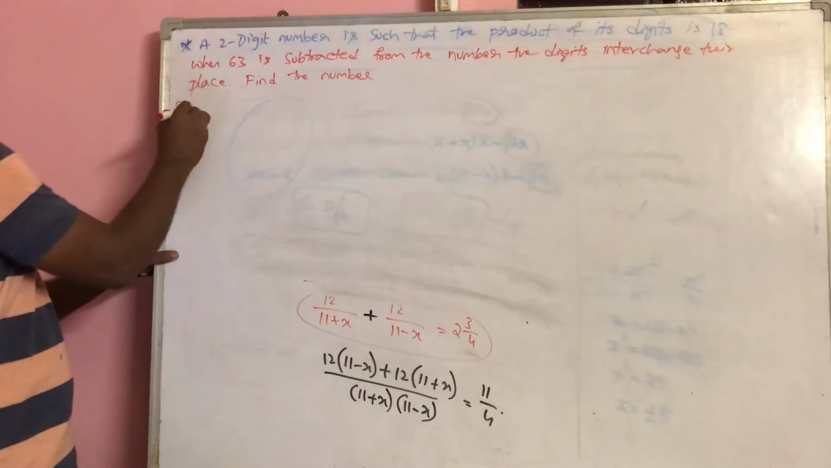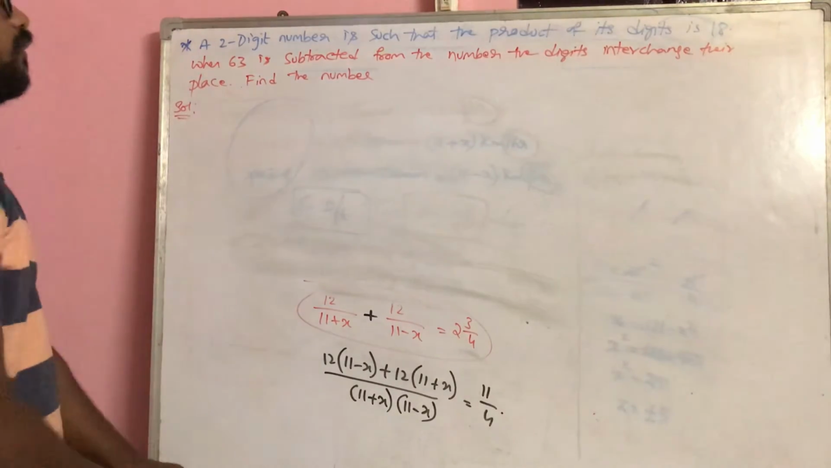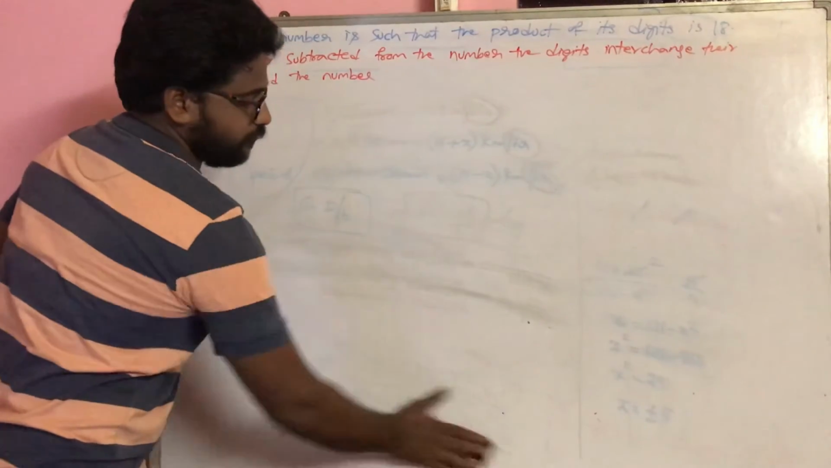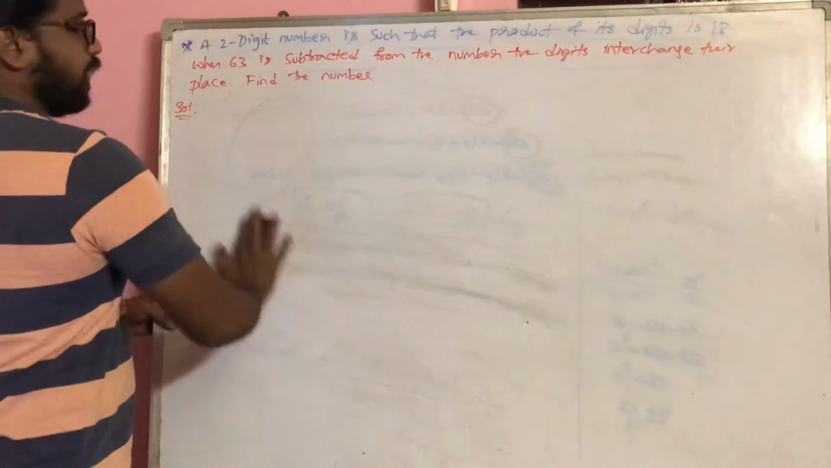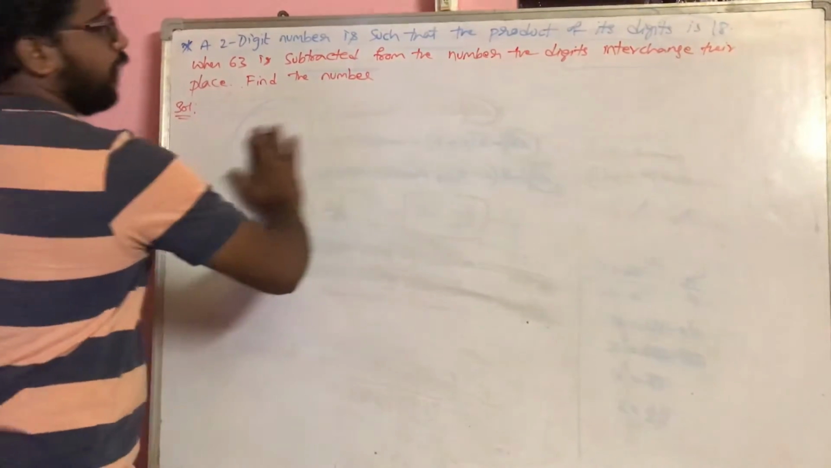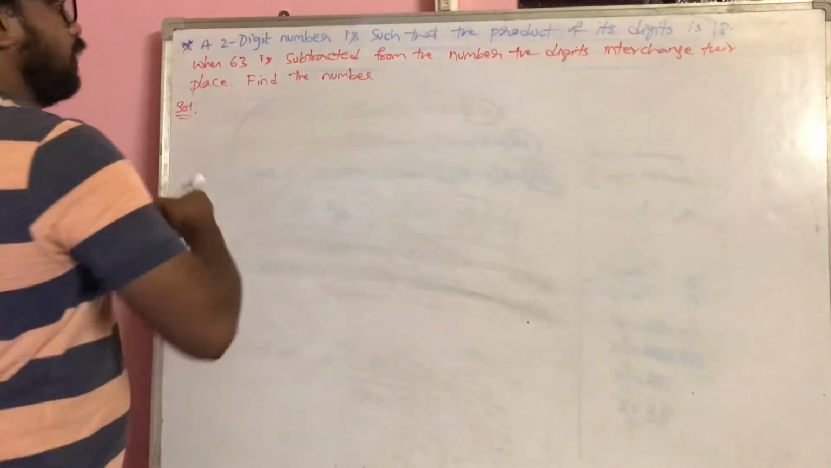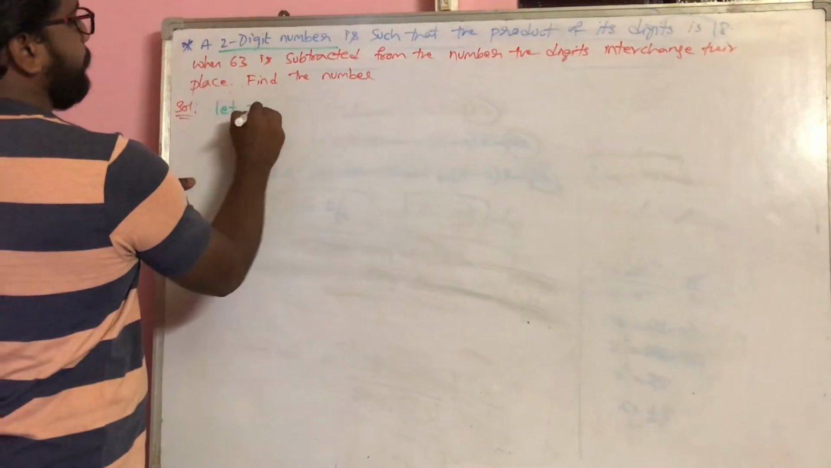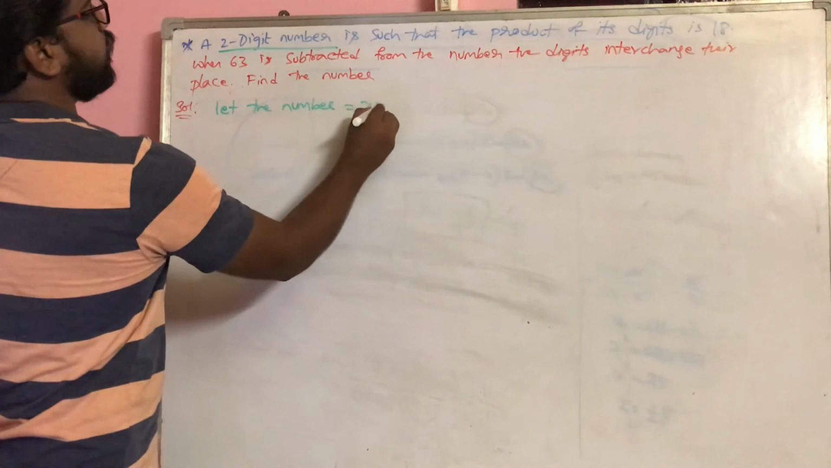Let us try to understand this question first. If you spend some time on understanding the question, that will give you scope of how to proceed first of all. Now see this one, a two-digit number. That is the first point that you have to notice. They are talking about a two-digit number. So let the number be, you can take any two-digit number, let us say XY.